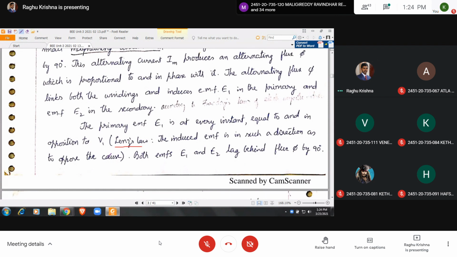That's all. The induced EMF opposes the cause. Or you can write down the direction of induced EMF is opposite to the direction of its cause. The induced EMF is in such a direction as to oppose the cause.